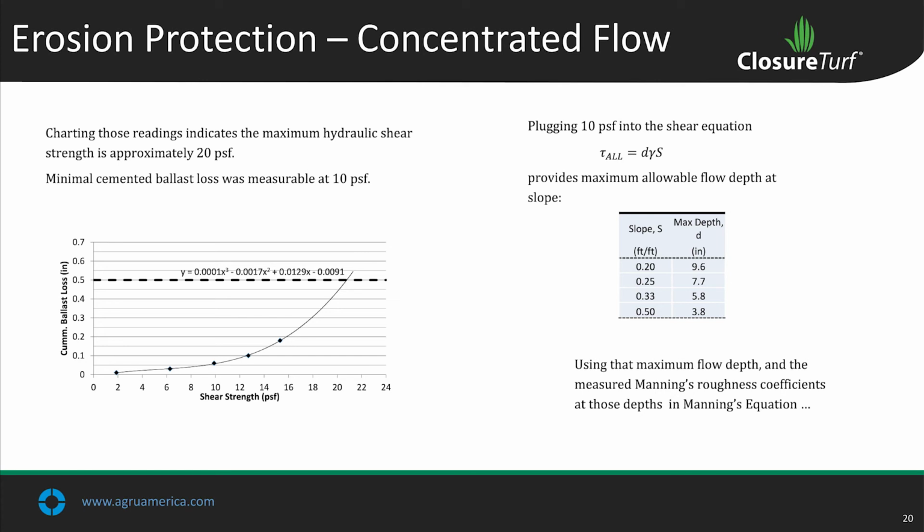We plot that, and the readings indicate the maximum hydraulic shear is somewhere around 20 pounds per square foot. And that's at half an inch of sand loss. Base flow, the sand's been blown out. Or the hydrobinder, I should say. So minimum hydrobinder loss was measured at 10 pounds per square foot. We plug that into the shear equation here, hydraulic shear equation.